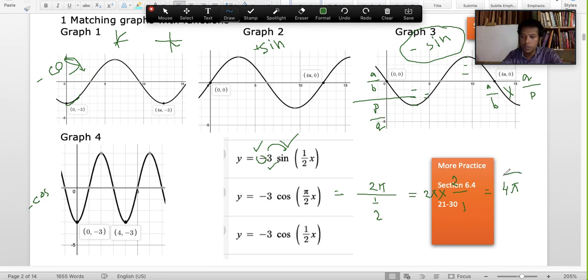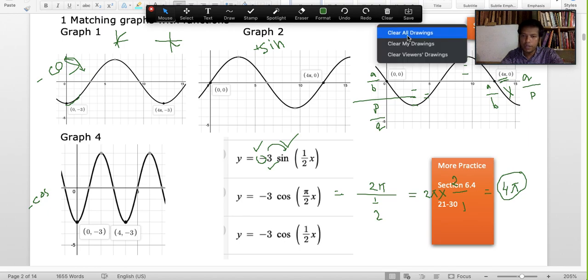And the period is 4 pi. See, the period is 4 pi, from 0 up until here. This is 4 pi. So everything is matching here. This way, we can decide which graph is correct and which is wrong by analyzing the data from the given equation.